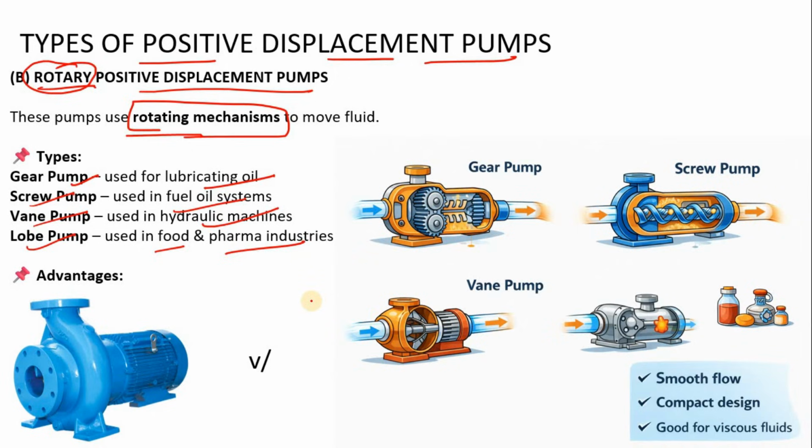Okay, now what are the advantages of the rotary positive displacement pump? So the smooth flow, compact design, and good for viscous fluid. In viscous fluid, you do not use your centrifugal pump, we use the gear pump or positive displacement pump. I have already made a detailed video about the difference between centrifugal pump and gear pump. You can also check out that video as well.